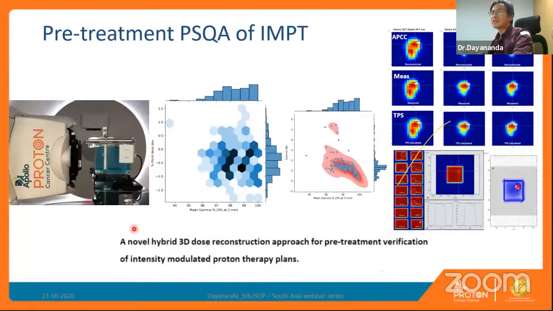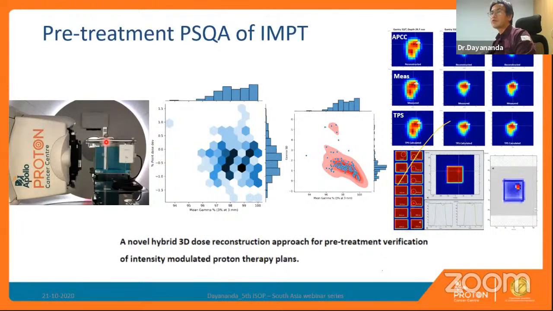And then the patient specific QA, like you do for IMRT or VMAT. The patient specific QA is very crucial over here. Unlike photon radiation therapy, wherein we do the patient specific QA at a particular depth, here we have to do the patient specific QA at multiple depths because protons are very sensitive to the lens or the depth.